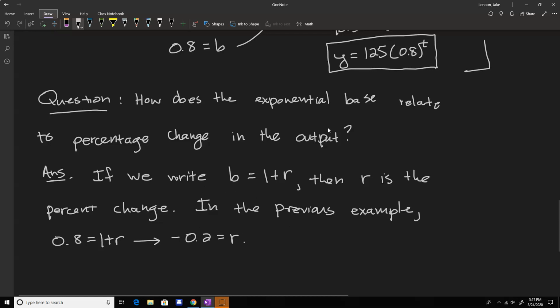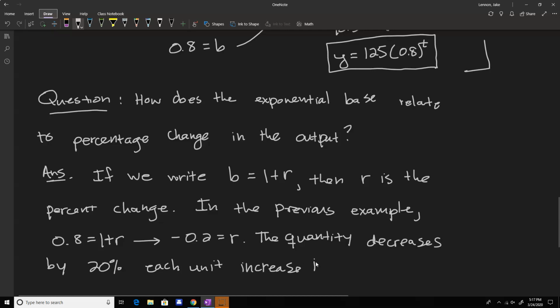So basically, notice since that base is between 0 and 1, we are experiencing exponential decay, which means the output is decreasing over time. So this is telling us the quantity decreases by 20% each unit increase in t. So that's the connection between percent change and the base when we're talking about the exponential formula.